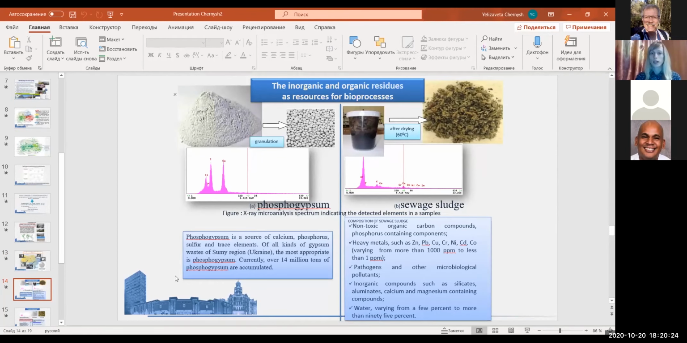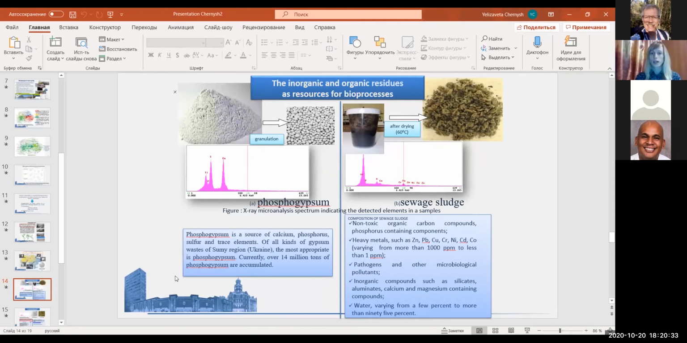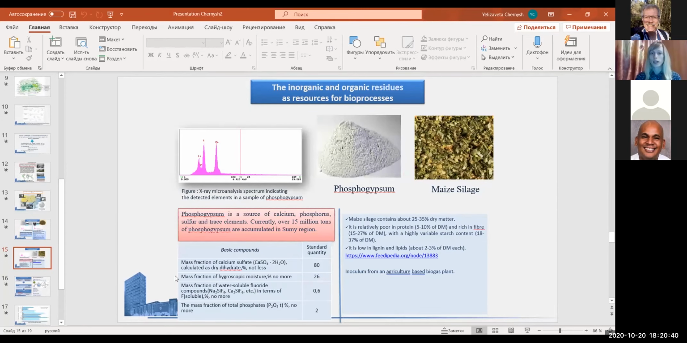Of course, inorganic and organic residues as sources for bioprocesses, for example, the possibility of use for production of different kinds of monomers for polymer production.